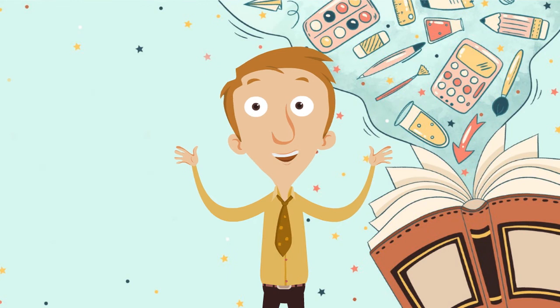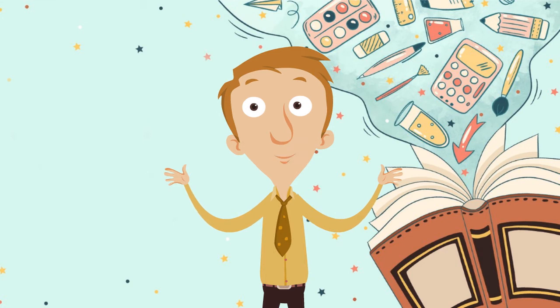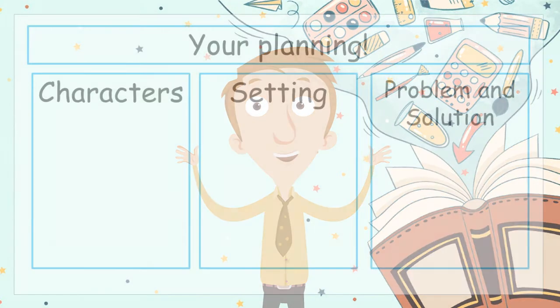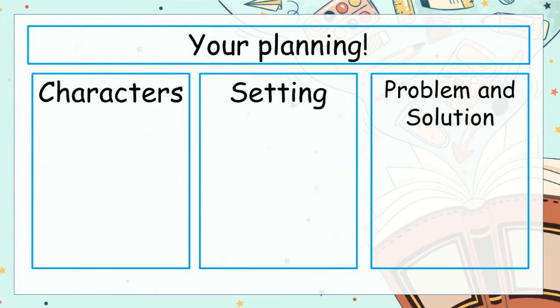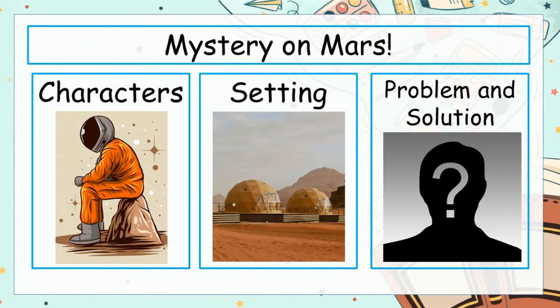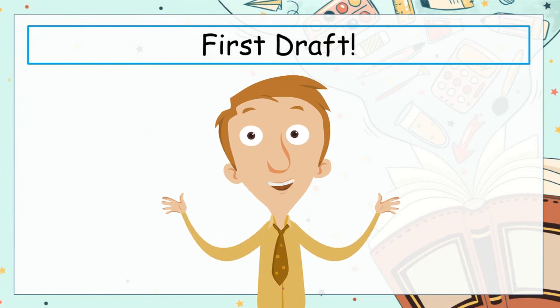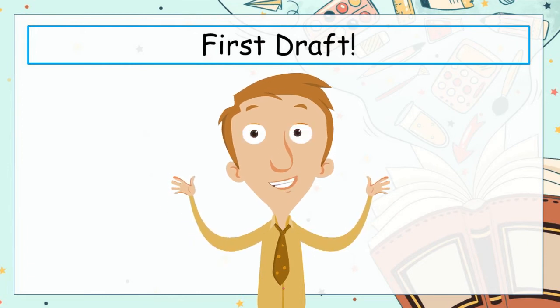Over the last few weeks, we've been slowly planning and building up an idea of what our story was going to be. By now, you should have planned out your characters, your setting, and your problem and solution for your story. For my story, I've decided on the title Mystery on Mars, and I have my characters of Alex and Freddy. I also have my setting really clear in my head, and I know what the problem and solution is going to be. Your first draft is where your idea starts to come together for the first time.